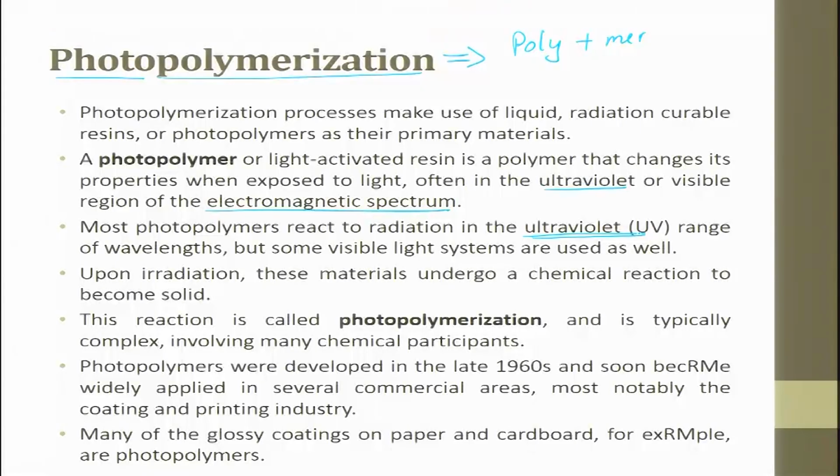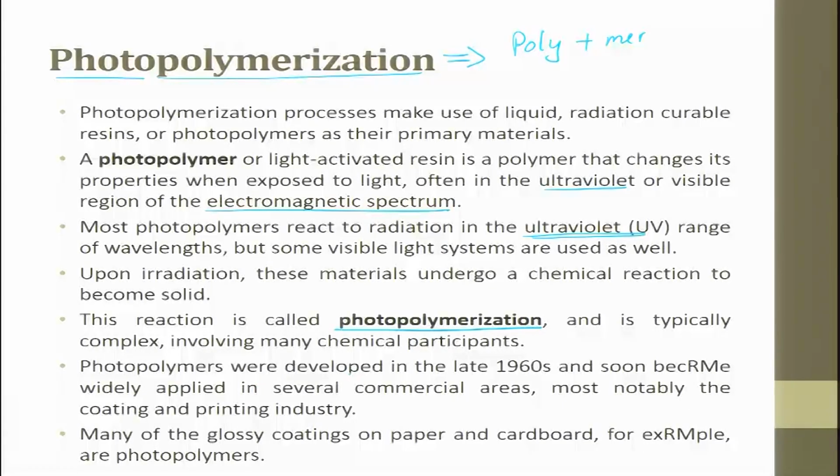So, you take a UV light. Basically you can take a UV lamp or you can take a UV laser for curing it. We prefer a UV laser because you can have fine resolution in the developed material. Upon irradiation, these materials undergo a chemical reaction to become a solid. This reaction is called photopolymerization and is typically complex, involving many chemical participants.